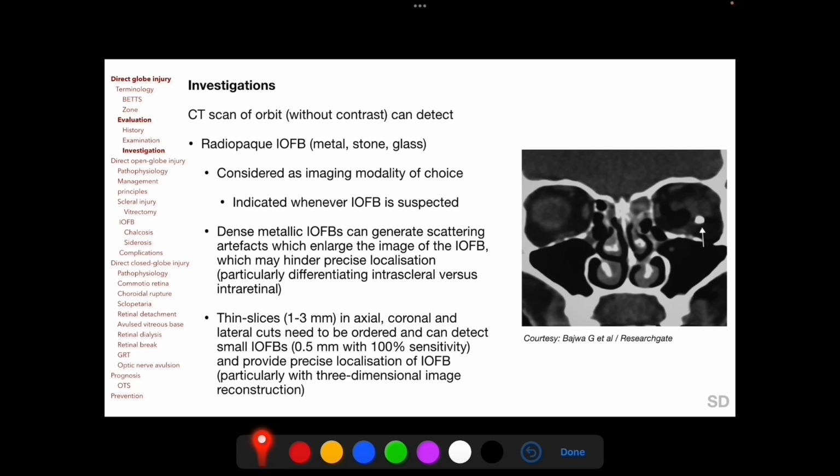The two most important investigations for patients with ocular trauma are CT scan of orbit and B-scan ultrasonography. CT scan of orbit, which is done without contrast in patients with ocular trauma, can detect radiopaque foreign body made of either metal, stone or glass, as seen here in this CT scan. And CT scan of orbit is considered the imaging modality of choice to detect radiopaque intraocular foreign body and should be performed whenever intraocular foreign bodies are suspected.